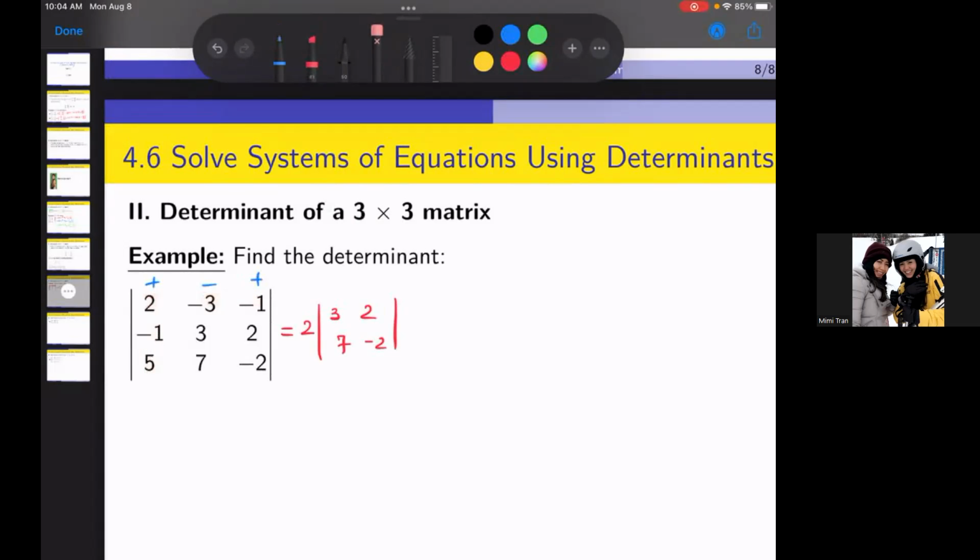And then the second one is, again, you cover its row and its column. So negative 3, so minus negative 3. Minor of negative 3 is negative 1, 2, 5, negative 2. And then plus negative 1. Minor of negative 1, cover that, is negative 1, 3, 5, 7. Do you have any question up to this point?